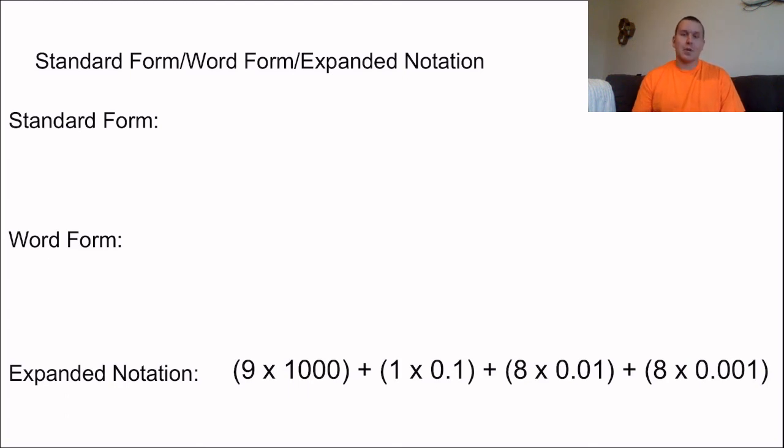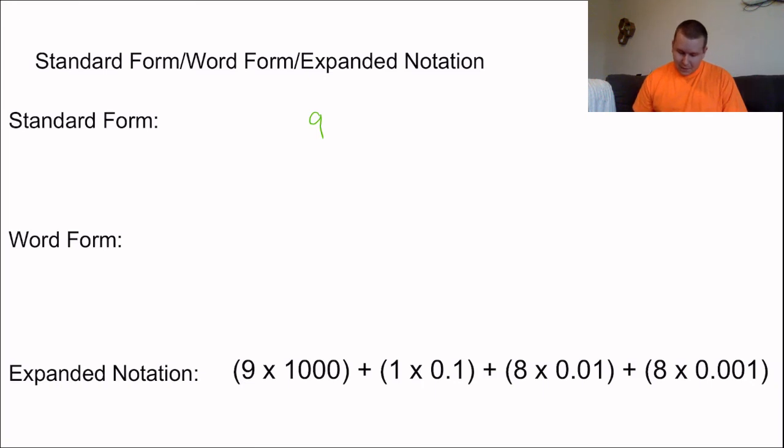So we have this number in expanded notation, and I'm going to try to take this from expanded notation to standard form. So we have 9 times 1,000. That would give us a 9 in the thousands place. So we're just going to write a 9 for now, and then move on to the next thing.